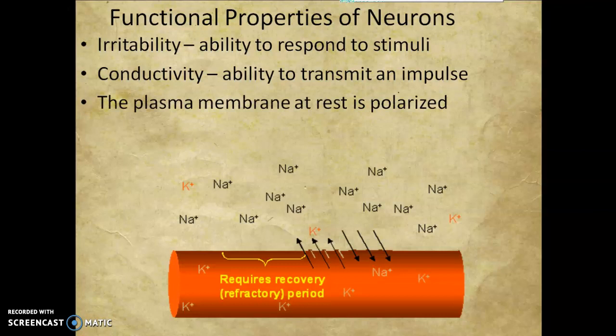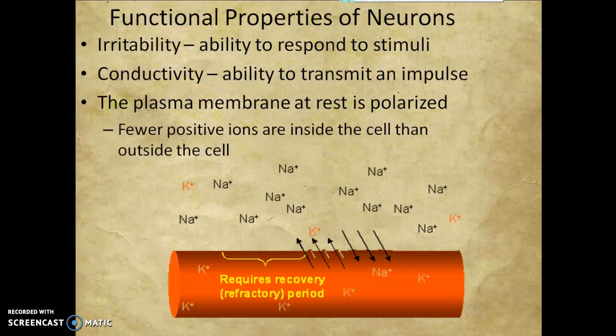Now, as we go through these next couple of slides, one thing to note as a foundational piece of information is the plasma membrane, the cell membrane of our neurons. Even though they're strange shaped cells, that cell membrane, when it's in a relaxed state, meaning when it's not actively passing on a message, it's in a polarized state at that time. Okay, so when it's at rest, it is polarized, which means there are fewer positive ions on the inside of the cell compared to the outside.